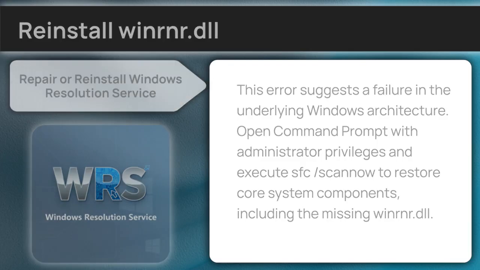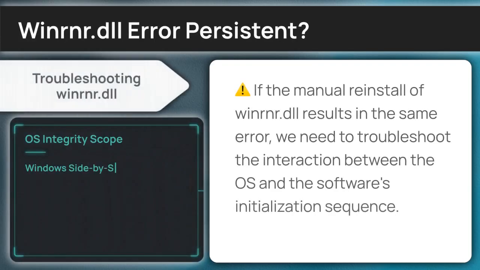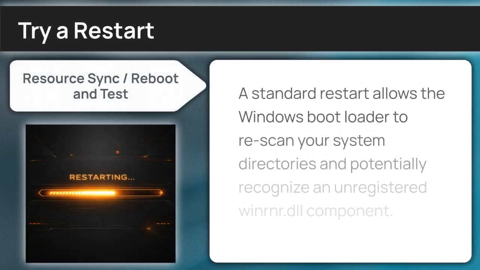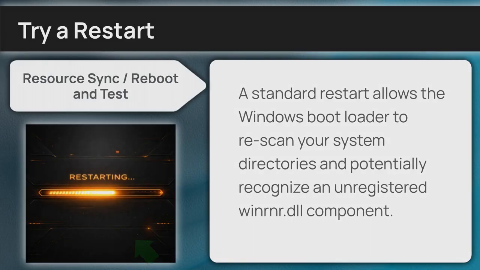DLL. If the setup package didn't provide a resolution, we need to look under the hood at how your system handles current session configurations. A quick reboot can determine if the error is transient. While it won't fix a deleted file, it can re-establish the connection between your software and the Winrnr library file if the path was temporarily busy.